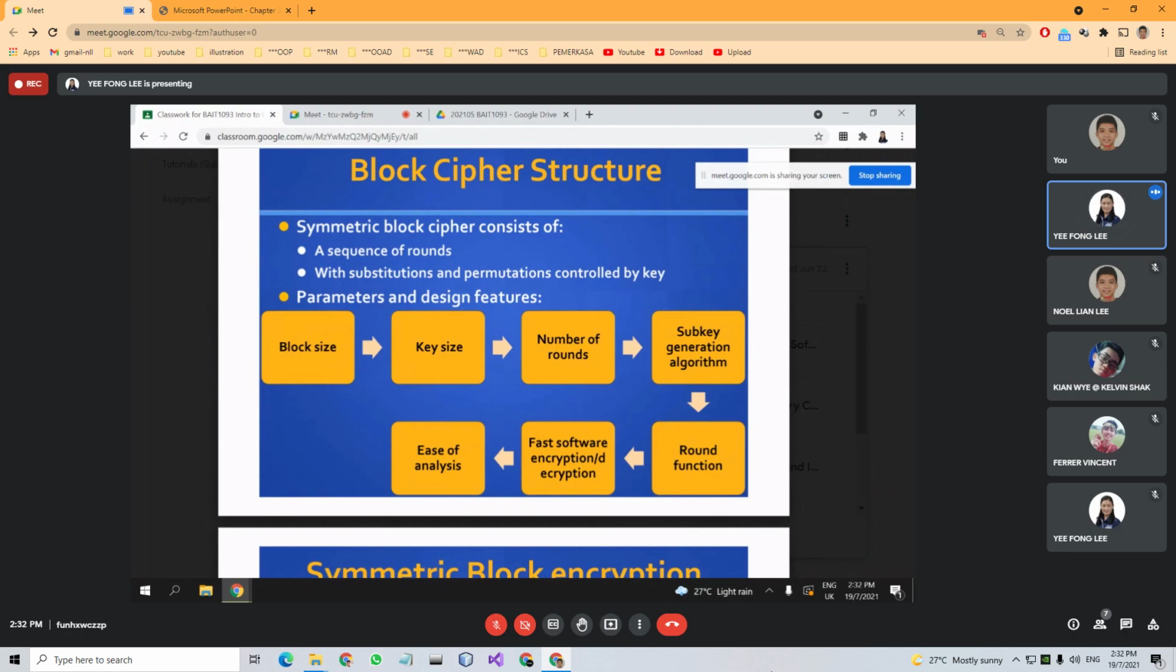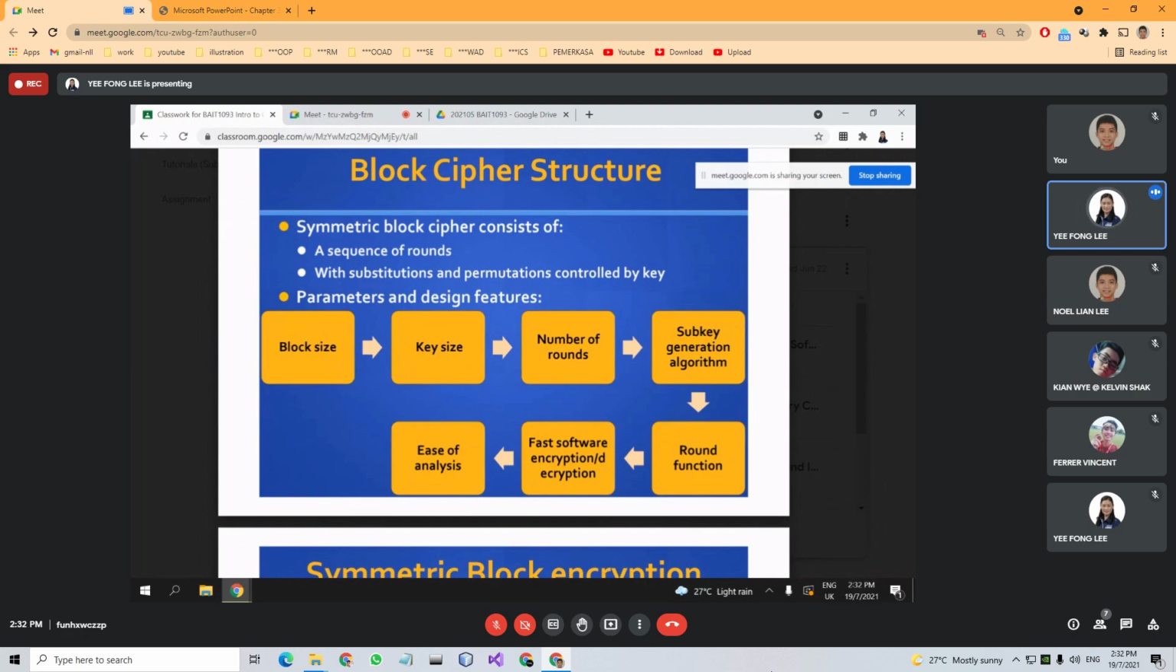Fast software encryption. In many cases, encryption is embedded in applications or utility functions. So in that case, the speed of execution of the algorithm is also a concern. Not only do we talk about security and complexity, but we also have to look at the speed of the encryption and decryption algorithm.